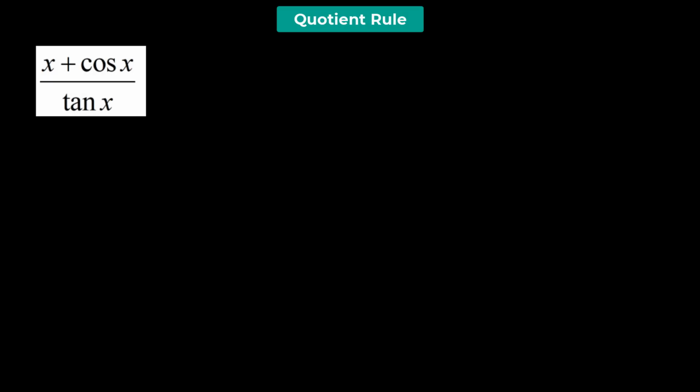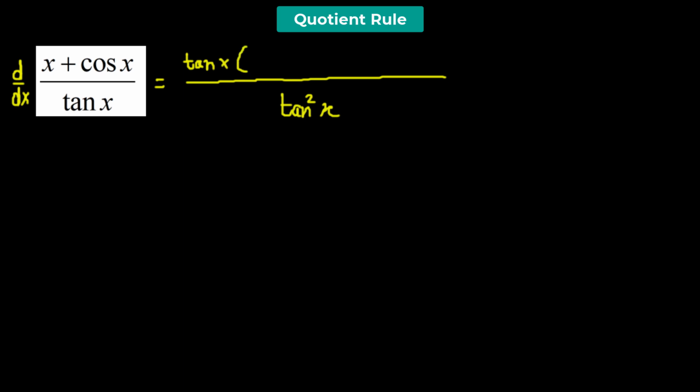So here we have x plus cosine of x divided by tangent of x. So let's find the derivative with respect to x. So we'll get tangent squared x in the denominator. So we have tangent of x multiplied to the derivative of the numerator. So let's write it by applying the derivative to each of the terms in the numerator.